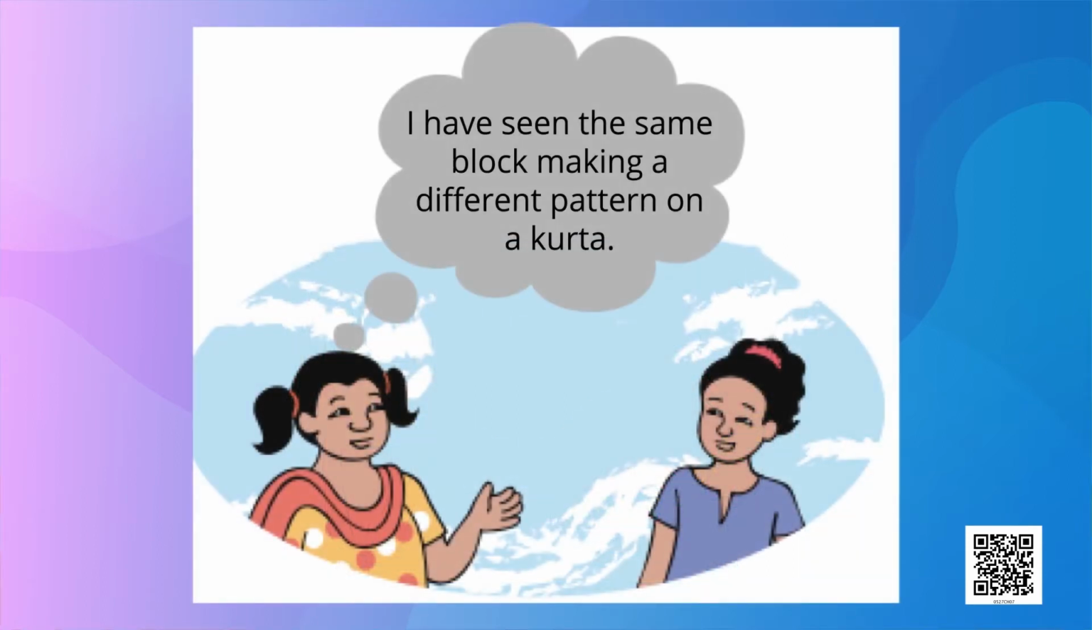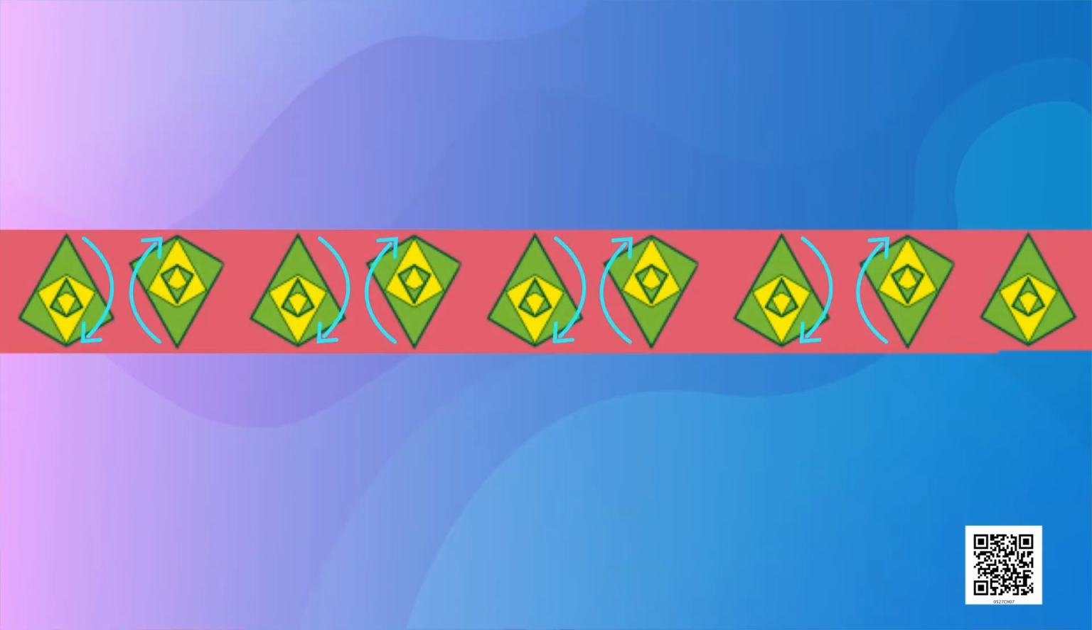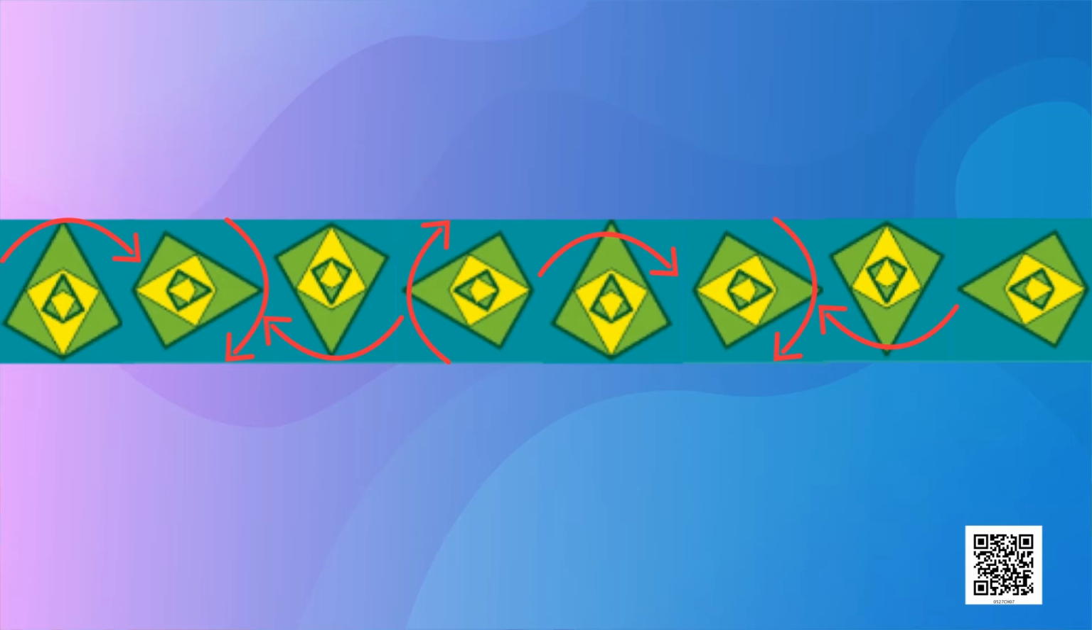Isha, your skirt is beautiful. Thank you so much. My mother made this pattern. I have seen the same block making a different pattern on a kurta. How was it different? In your skirt, the rule of pattern is 1 up, 1 down. Then this is repeated. But in my brother's kurta, it is once up, then takes a 1/4 turn every time. The rule is to repeat it with a 1/4 clockwise turn.